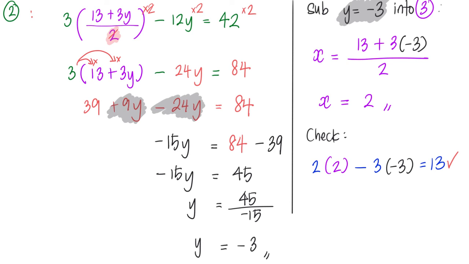Let's try equation 2. Equation 2 will be 3x, x is 2, minus 12y, y is negative 3. And does this give me back 42? Yes, it does. Check. And so our answers for x and y are correct.